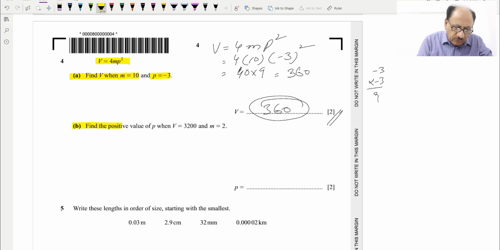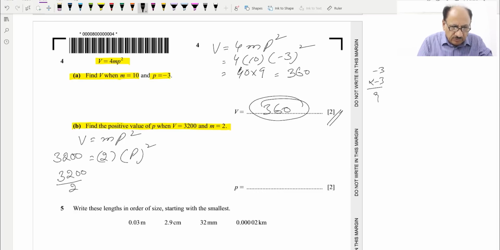Now part B of question 4: find the positive value of p when v is equal to this and m is equal to this. So these two values we will again replace in the same given equation. v is equal to 4mp squared, and m is 2, and p value we need to find, and v value is given, which is 3200. Now we can shift the 2 to the other side, and we'll make p the subject, 3200 divided by 2.